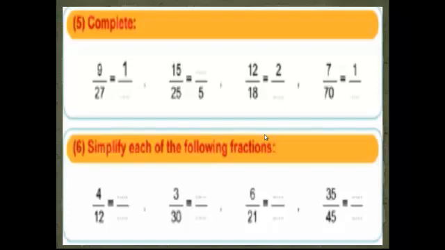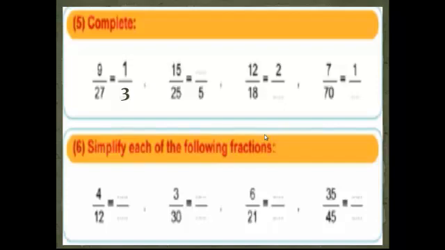15 over 25 equals blank over 5. 25 becomes 5, so it becomes smaller. This means we are going to divide. Okay, 25 divided by what equals 5? 25 divided by 5. So we are going to do the same for the numerator. So 15 divided by 5 is 3.